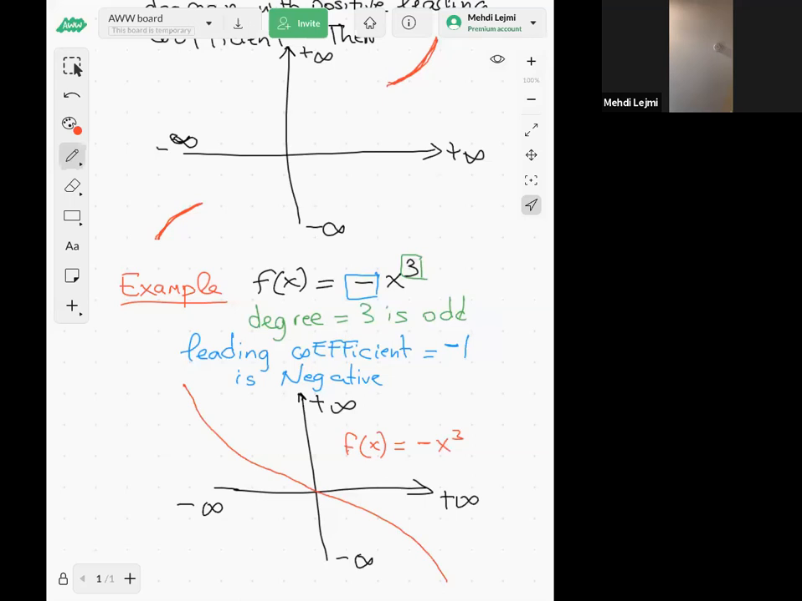But anyway, you see, guys, here what happened. At positive infinity, y is going to go to negative infinity. And at negative infinity, y is going to go to positive infinity, right?